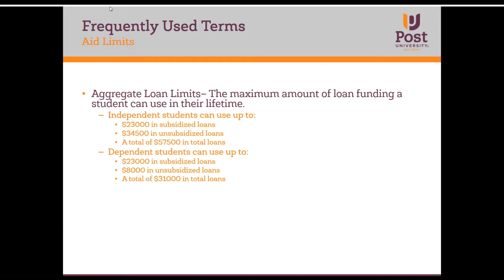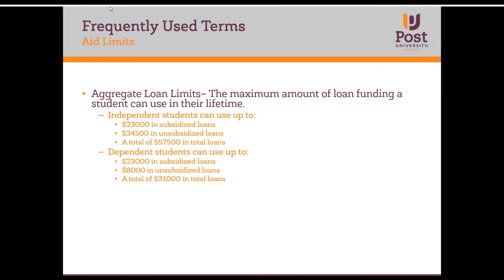If a student, because of their expected family contribution, was not eligible for subsidized loans, we are allowed to reaward that $23,000 as unsubsidized loans so that the student can max out at the $57,500. But again, the normal breakdown is $23,000 and $34,500.